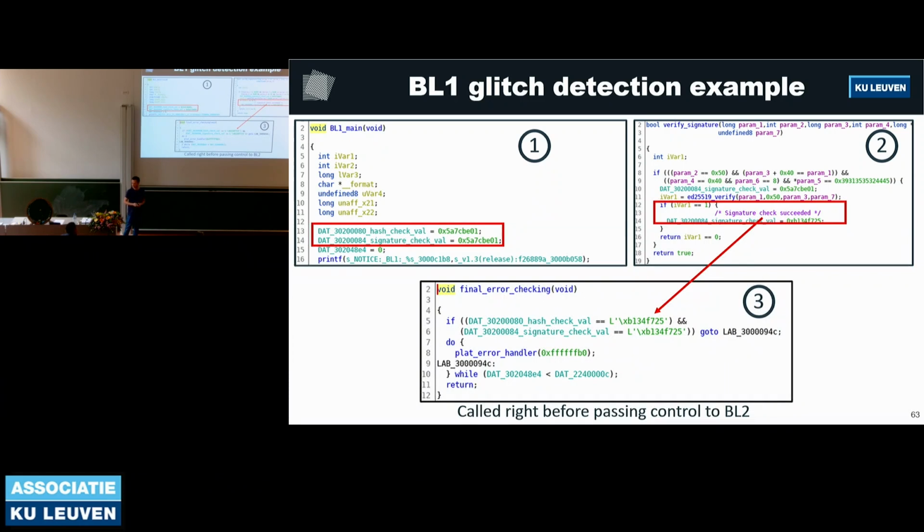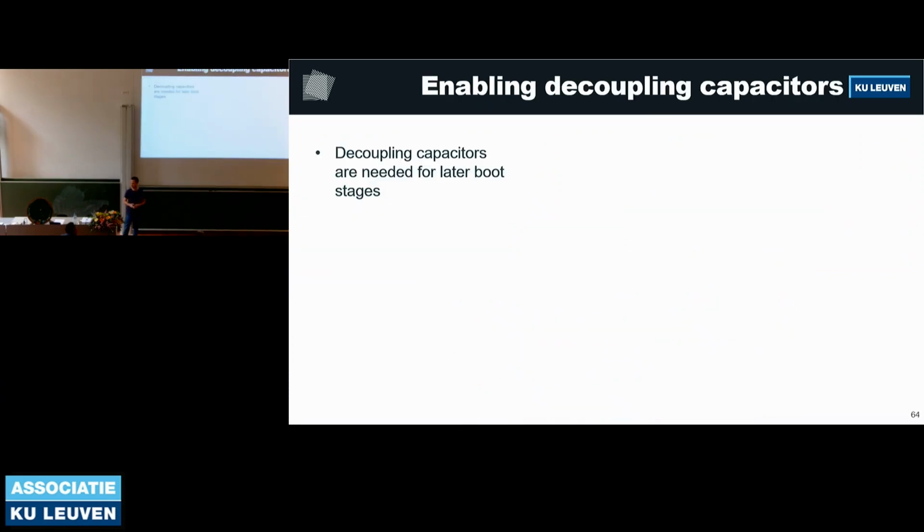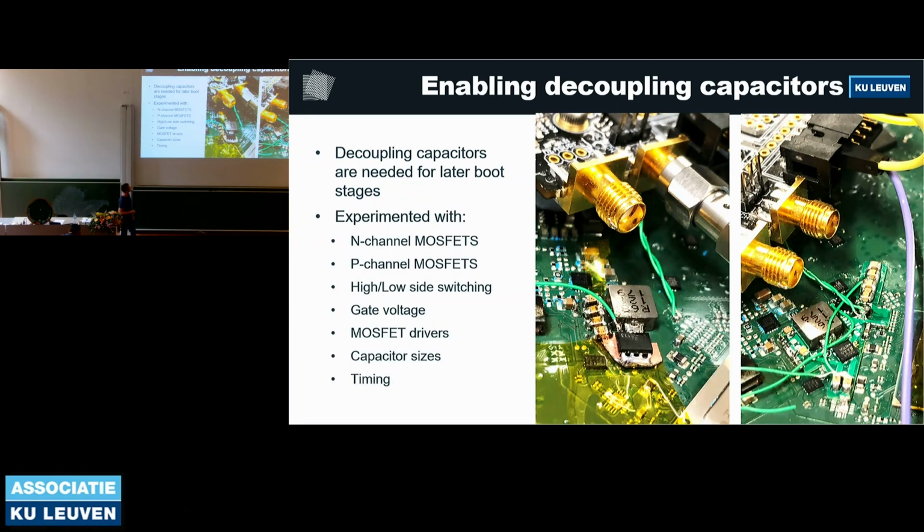Now, one of the issues I still faced was that I had removed these decoupling capacitors to destabilize the system, but by removing them, I made the system so unstable that during later boot stages, when the clock frequency of the chip is increased, the entire system would crash again. So I had to come up with a way to enable and disable these decoupling capacitors at will. This turned out to be quite frustrating, and I couldn't find anyone else that had done this before.